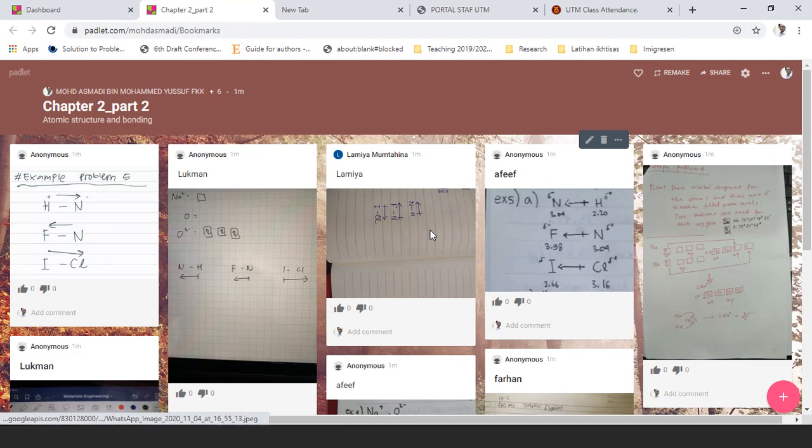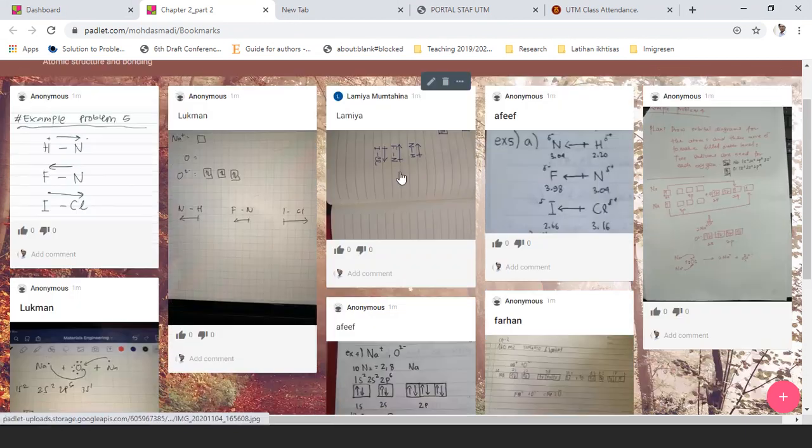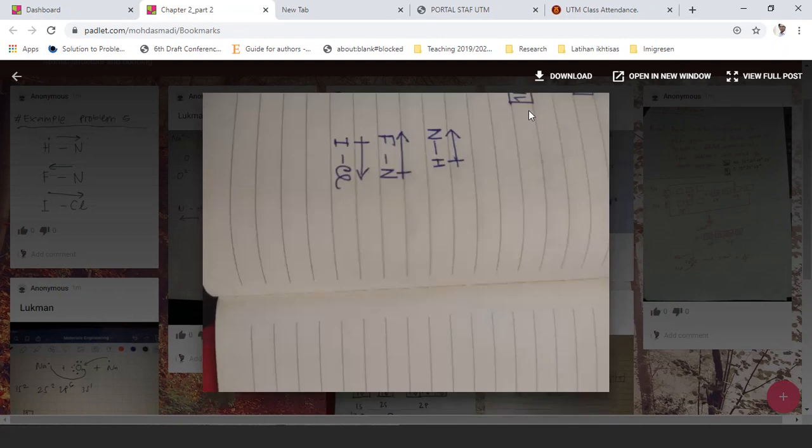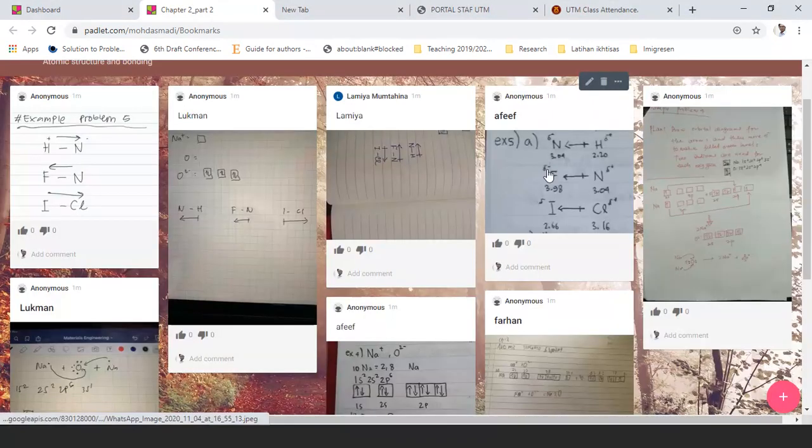Okay, let's see. I think that is enough. Anyone else? Okay, this one. Lamia. Upside down. Upside down is quite good. Lamia also should have a plus and minus like this. Everything is okay. Okay, good.